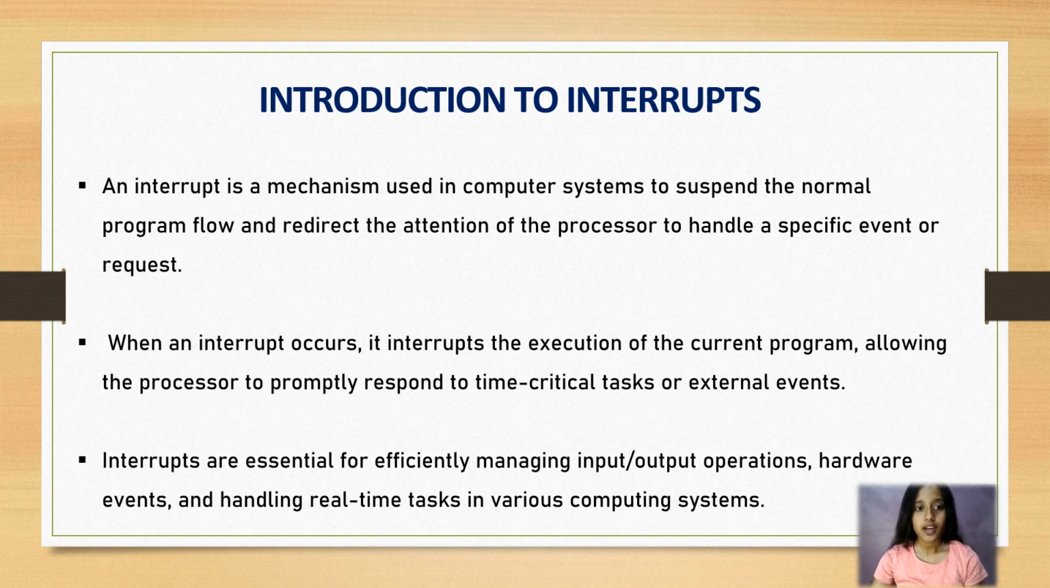Introduction to interrupts. Interrupt is a mechanism that is used by computer systems to suspend the normal program flow and redirect the attention of the processor to handle a specific event or a specific request. When an interrupt occurs, it interrupts the execution of the current program, allowing the processor to promptly respond to time critical tasks or external events. For example, in computer systems, interrupts are like virtual flags that are raised by external devices or the software to request the processor's immediate attention.